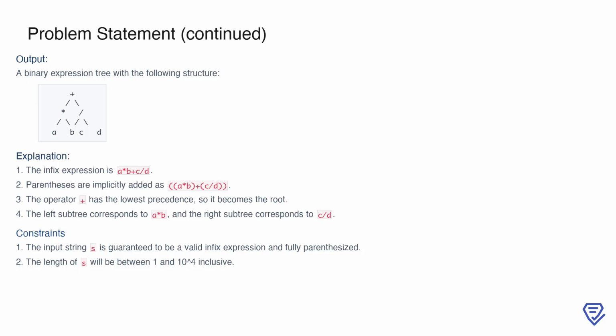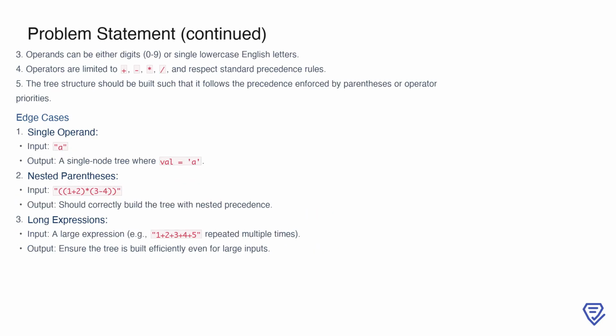To summarize, the input string S is guaranteed to be a valid infix expression that is fully parenthesized, so precedence rules are always clear. Operands in the expression can be either single digits or lowercase English letters, while operators are limited to plus, dash, asterisk, and forward slash. The binary expression tree must adhere to these rules, and the structure of the tree should reflect the precedence and grouping enforced by the parentheses.